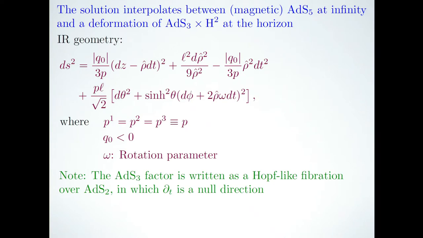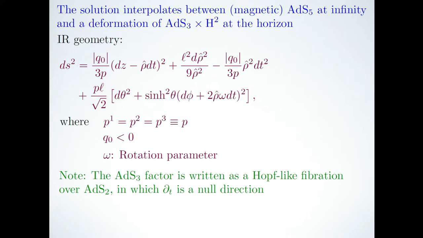In fact, you can write down the IR geometry, which is this one, and you see, I set all the magnetic charges equal. So P is just P1 equals P2 equals P3. Q0 must be negative. Omega is the rotation parameter. And you see that this is a deformation of AdS3 cross H2. I mean, for omega equal to zero, this would be just H2, and this is AdS3. OK, so this is the deformation of AdS3 cross H2.